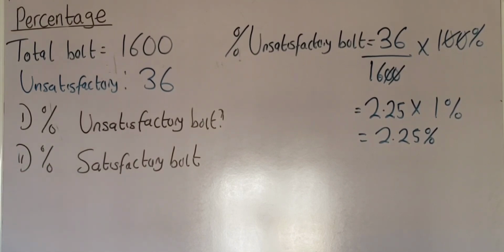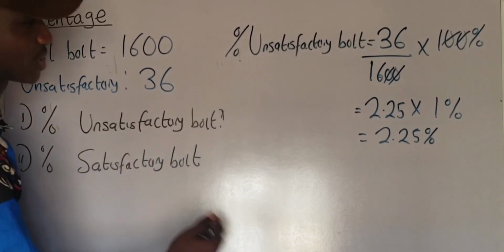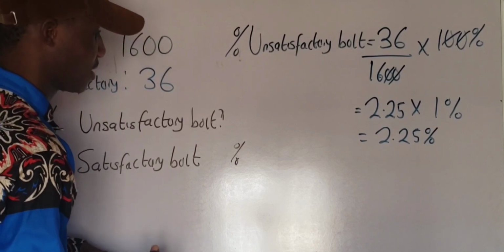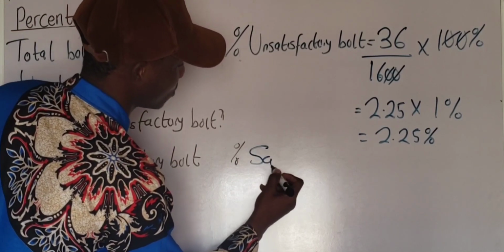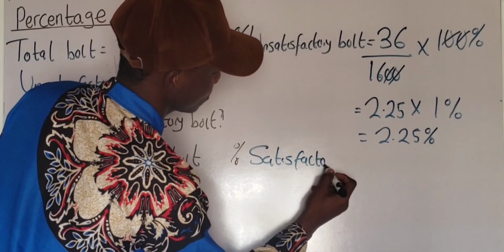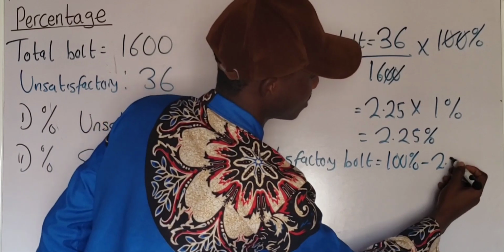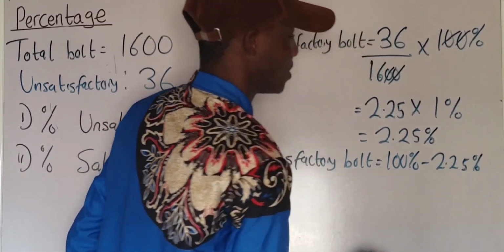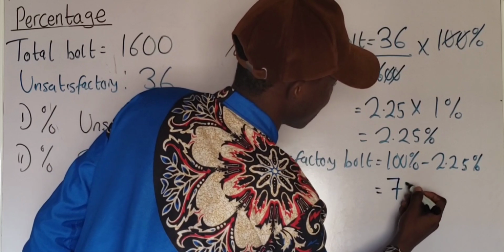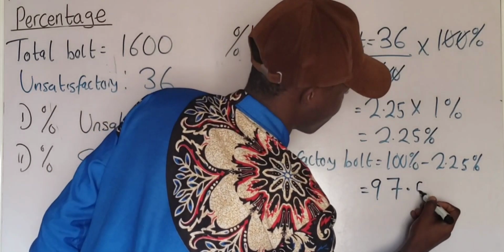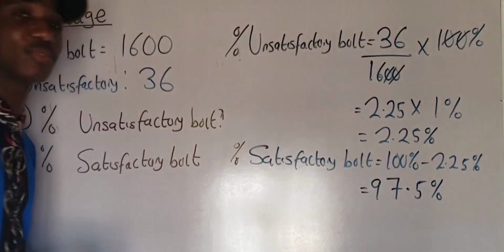And you can do it either way around. That method is a long method. You understand? So let's just use the first method, okay? The percentage of the satisfactory votes is equal to 100% minus 2.25%. Do you understand? For this, we are going to have 97.5%. That is the percentage of satisfactory votes.